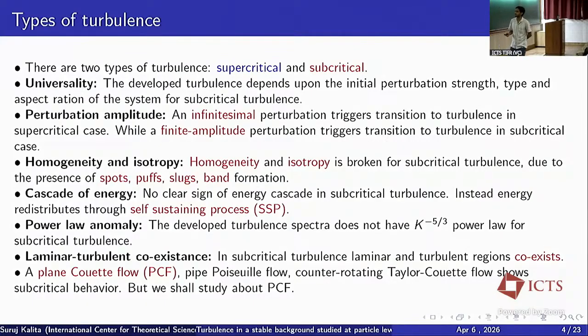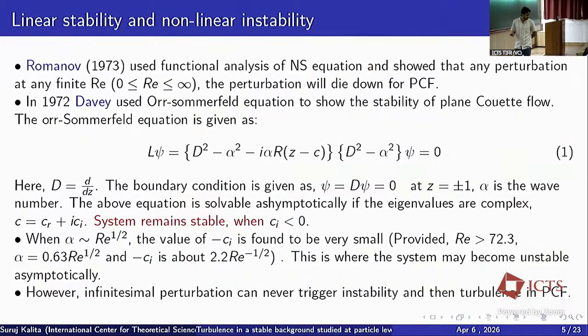There are several flows, like plane Couette flow, plane pipe Poiseuille flow, or counter-rotating Taylor-Couette flow. Out of these, I'll choose plane Couette flow to explain subcritical turbulence at particle levels because of its simplicity. I will explain what the profile of plane Couette flow is. First, Romanov showed that this flow is highly stable, meaning even if you apply some infinitesimal perturbation at any Reynolds number between 0 and infinity, the perturbation will eventually die down and you have stability in your system. It will never become unstable, even at infinite Reynolds number.